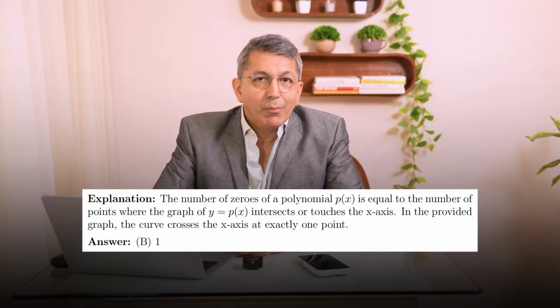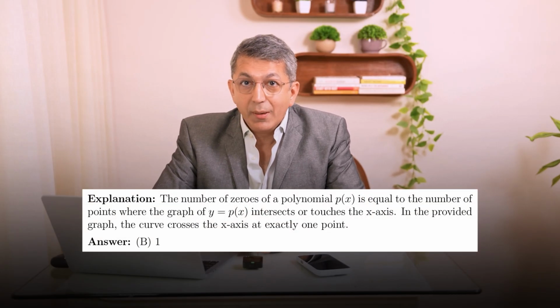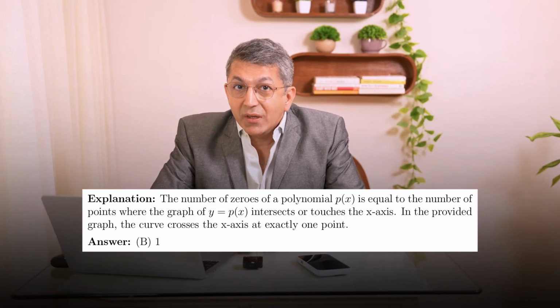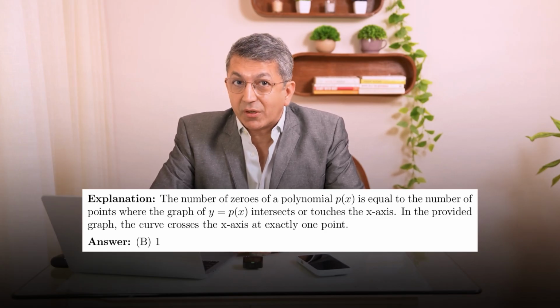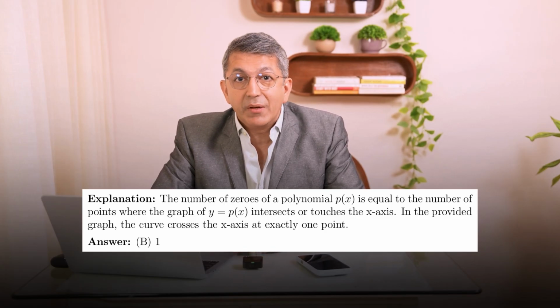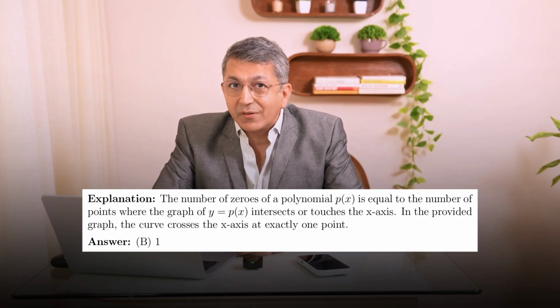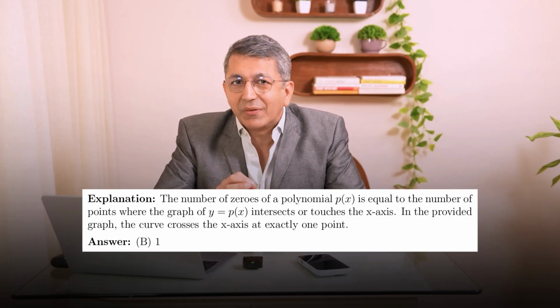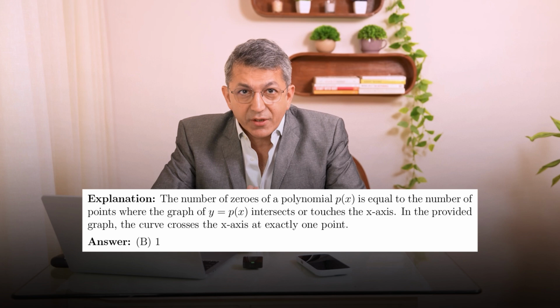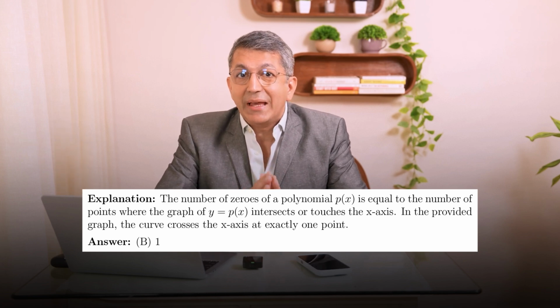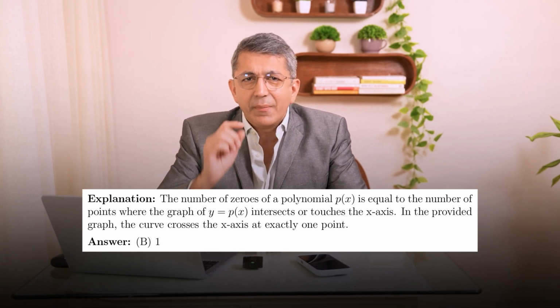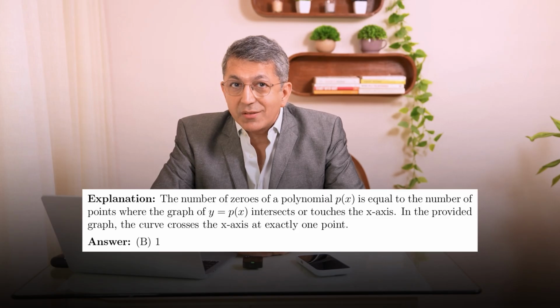Explanation. The number of zeros of a polynomial p(x) is equal to the number of points where the graph of y = p(x) intersects or touches the x-axis. In the provided graph, the curve crosses the x-axis at exactly 1 point. So the answer is B, 1.